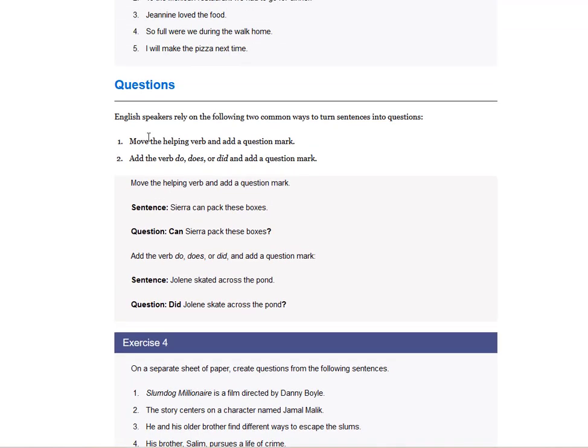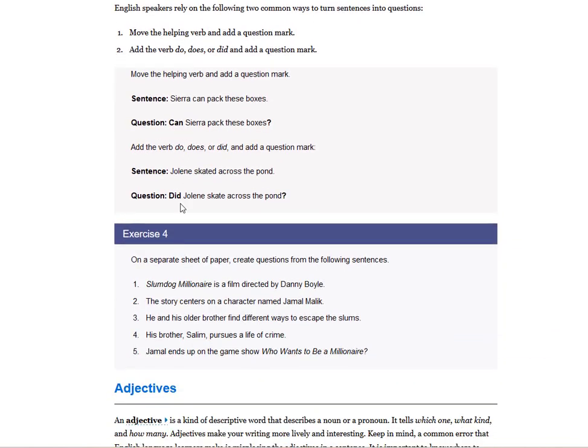English speakers rely on the following two common ways to turn sentences into questions. Move the helping verb and add a question mark. Or add the verb do, does, did, and add a question mark. Sentence: Sierra can pack these boxes. Can Sierra pack these boxes? Sentence: Jolene skated across the pond. Did Jolene skate across the pond? So yeah, you can add can and did in order to create a question.